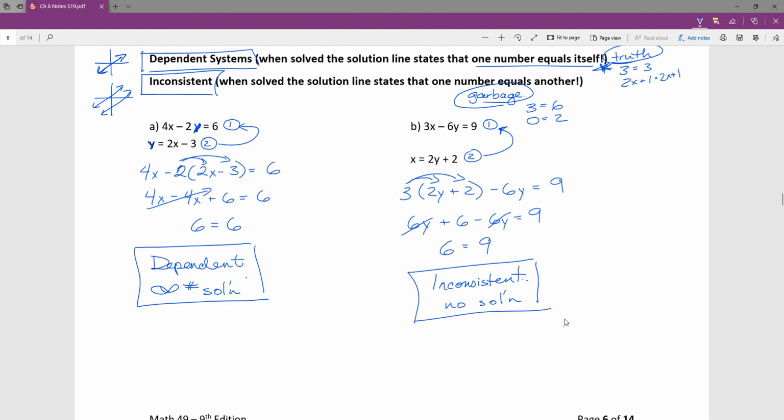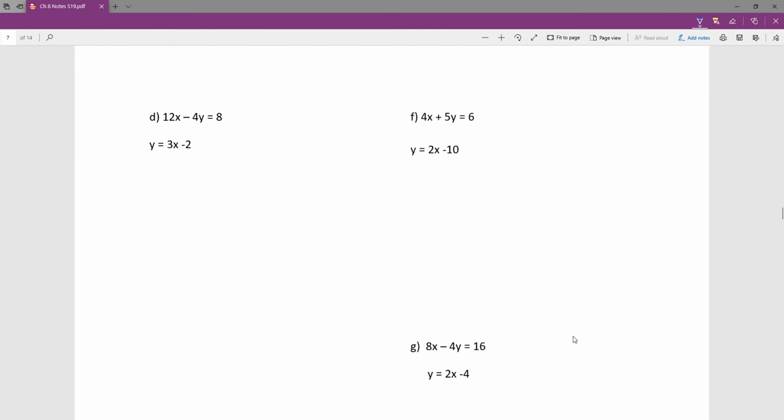Okay, so now we have a whole page, and there is no indicator if these ones are going to be consistent, dependent, or inconsistent. So we need to know what we're looking for in each of the cases on the next page. I'm going to work through each one as we go. So I'd have equation 1 and equation 2. I'm going to take equation 2 and sub it into equation 1. Where I see the y, I'm writing out that 3x minus 2.